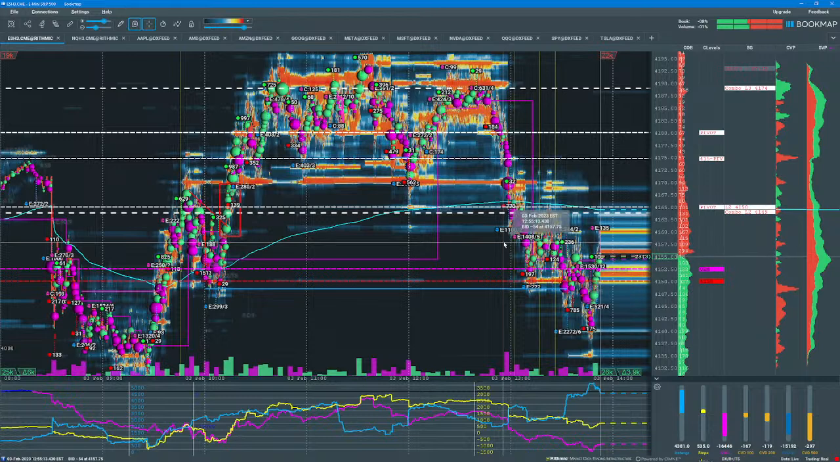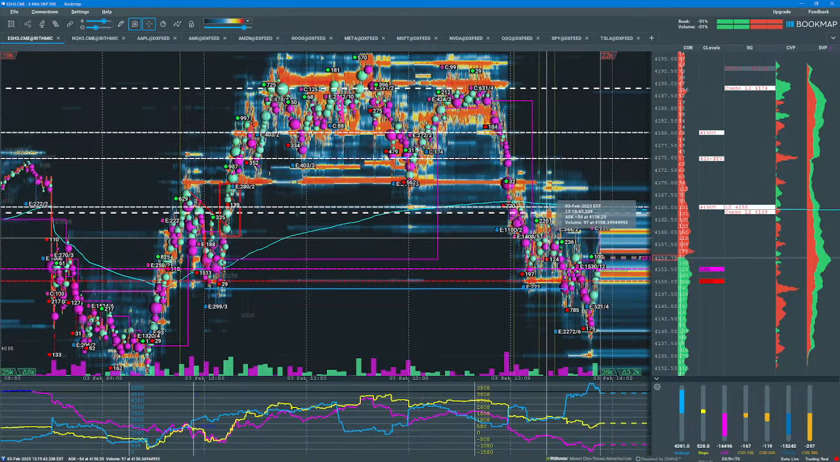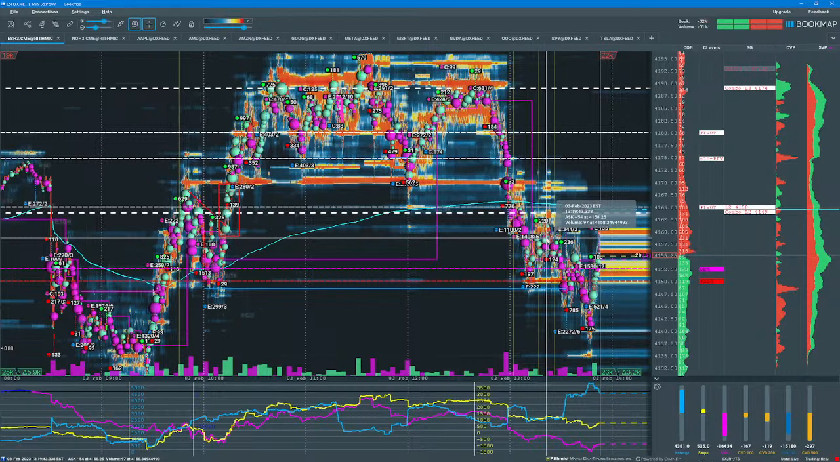And just to define what these levels are, the put wall is the strike with the largest net negative gamma, and that can be expected to act as support. And the call wall is the strike with the largest net positive gamma, and that can be expected to act as resistance. And then the key gamma strike, or the absolute gamma strike, is the strike with the largest absolute gamma.